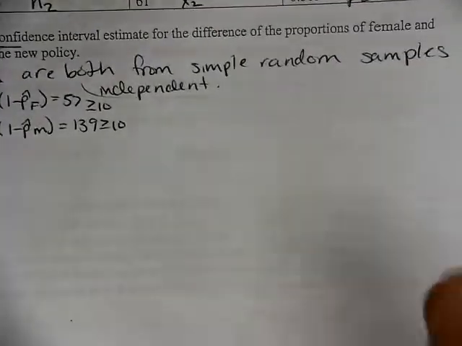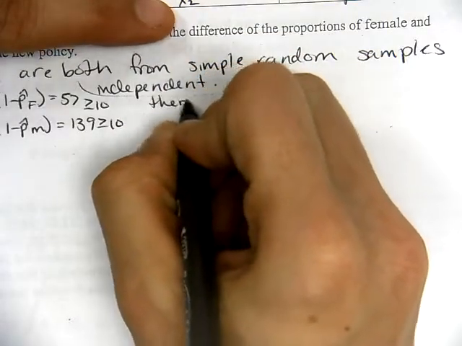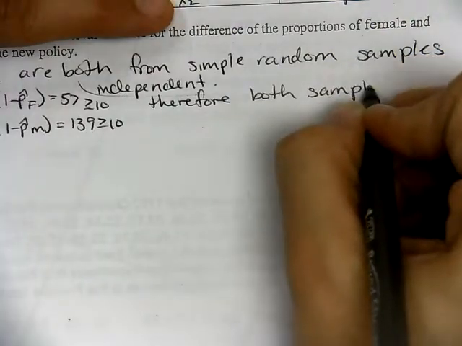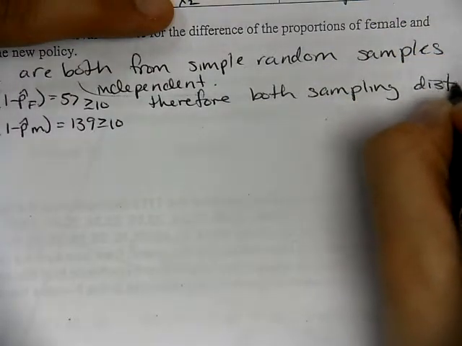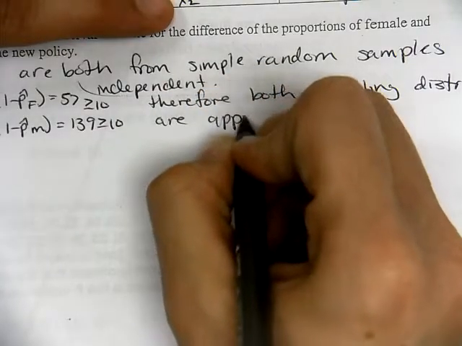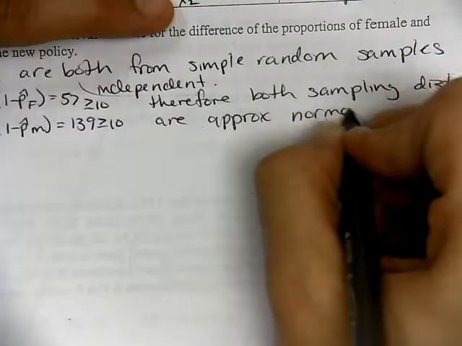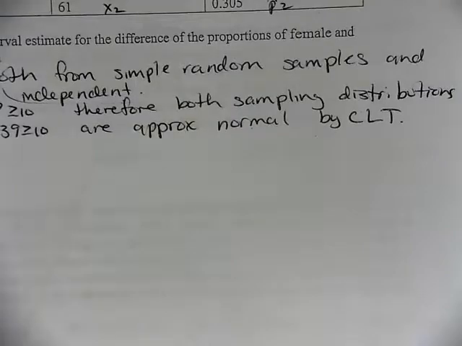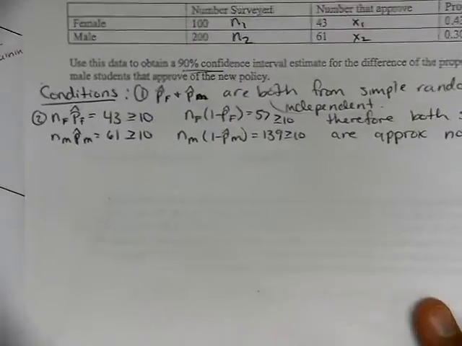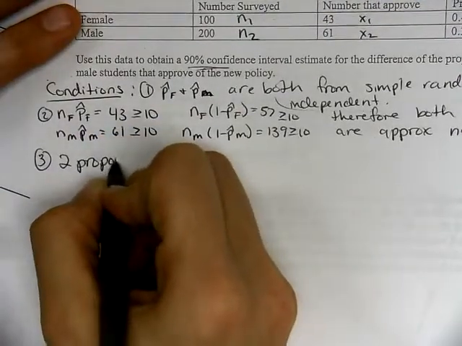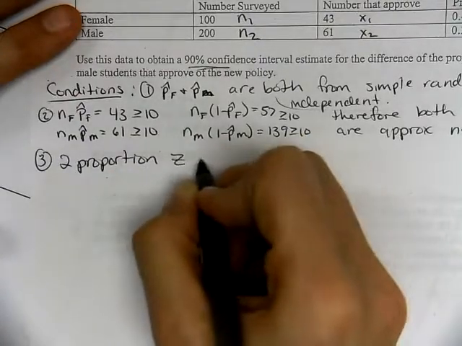So now we can write, therefore, both sampling distributions are approximately normal by the central limit theorem. Let's zoom back out. So condition 3, remember this is your test. So we're doing a 2 proportion z interval.